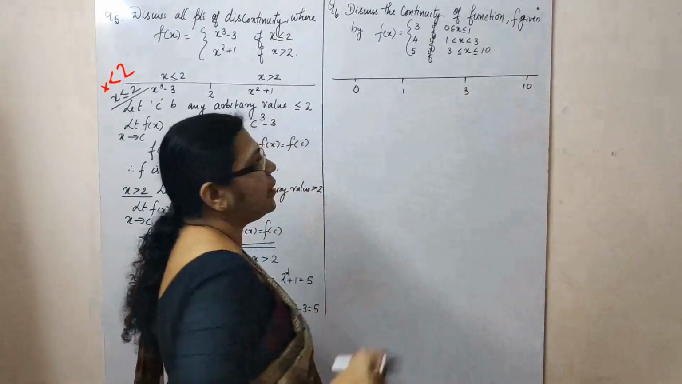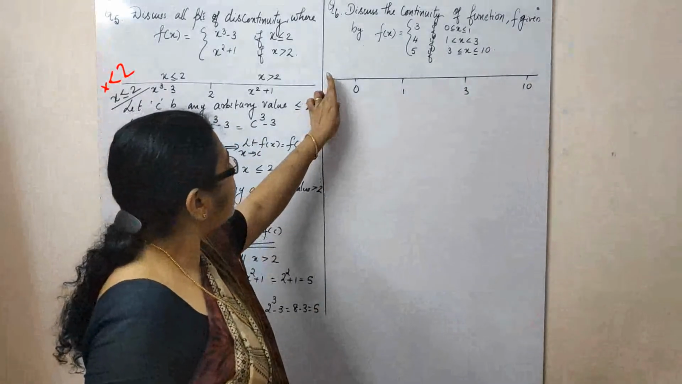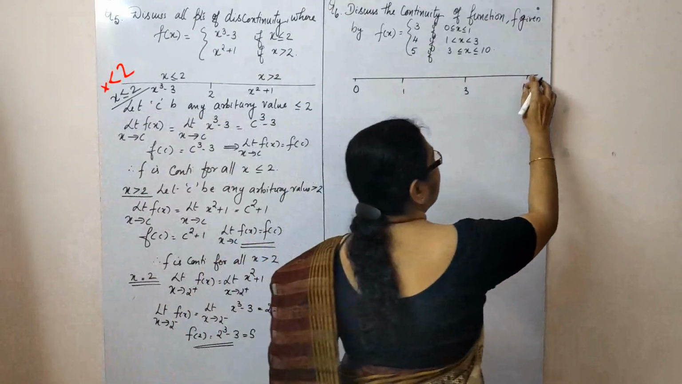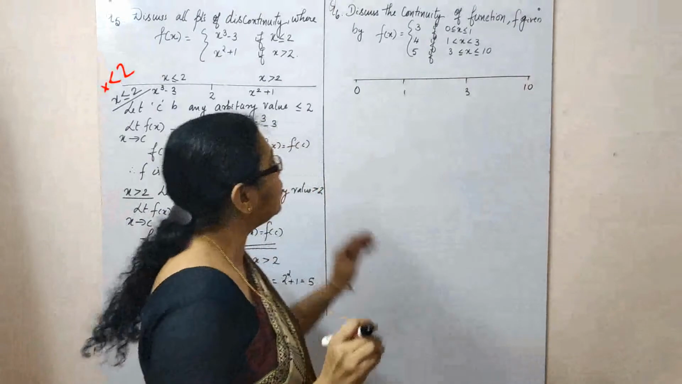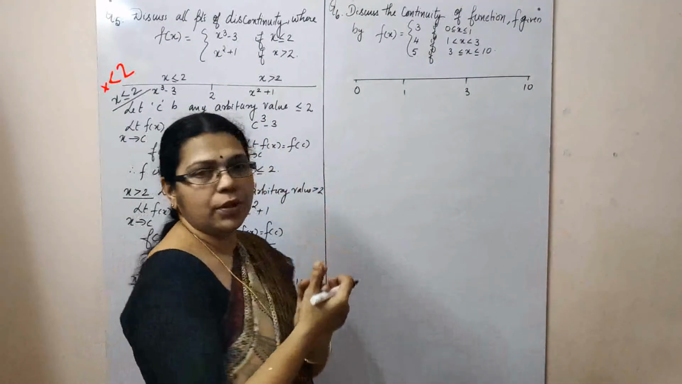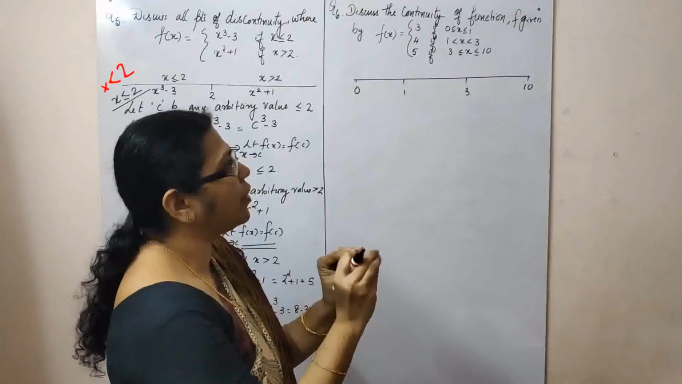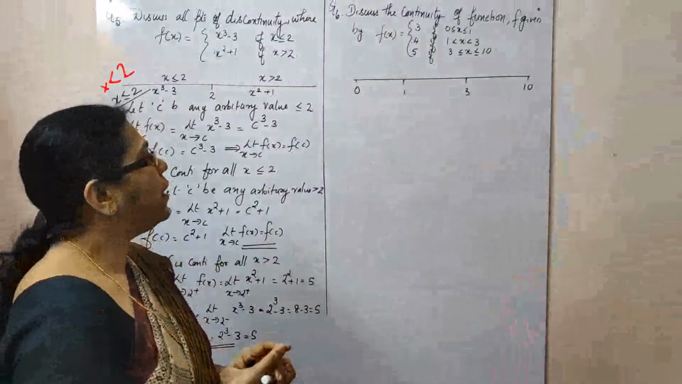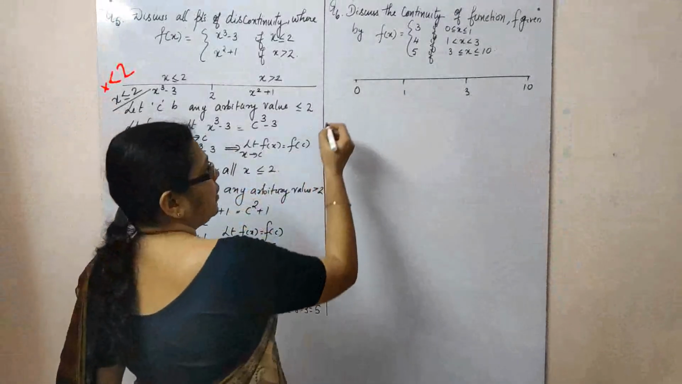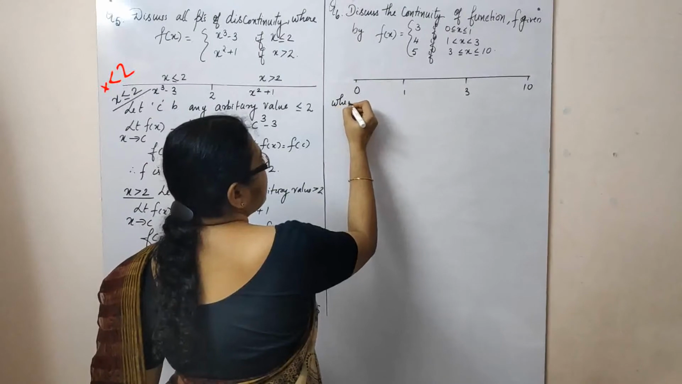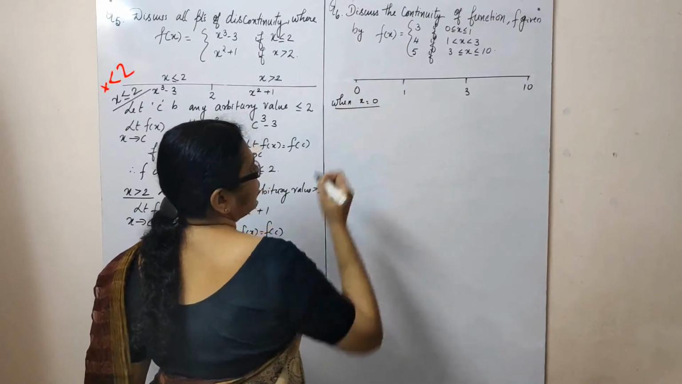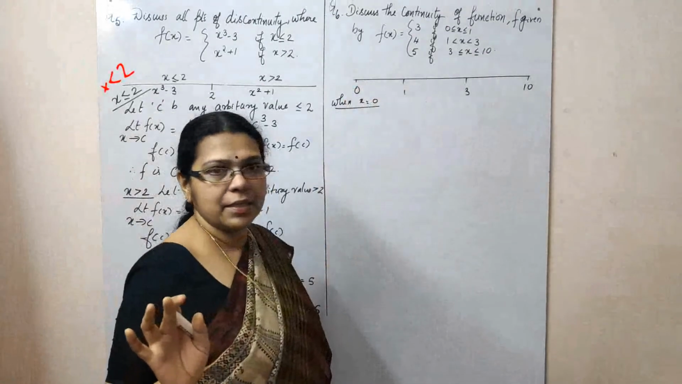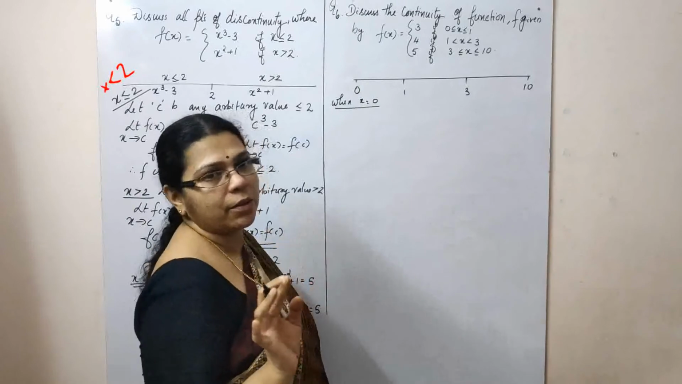So from the number line I am taking only this much. Towards the left of 0 I needn't discuss, and after 10 also I needn't discuss. I need to discuss only the continuity of the function from 0 to 10, inside this interval. But the values of the function are different. Now, thinking about the point 0, the continuity at x is equal to 0: the left hand limit I needn't discuss because it is not specified in the question.